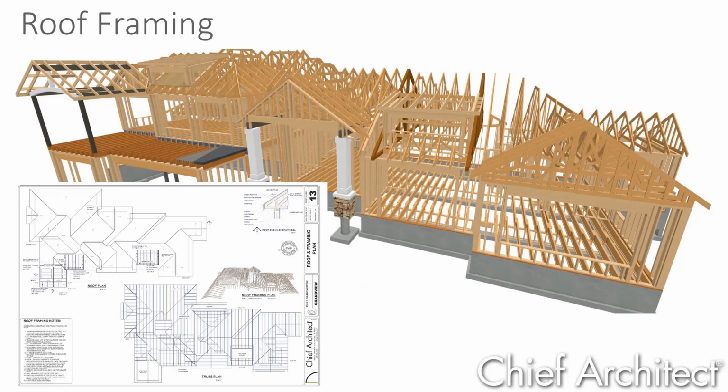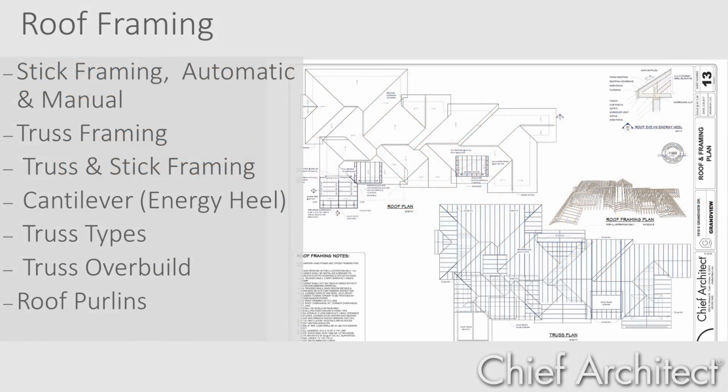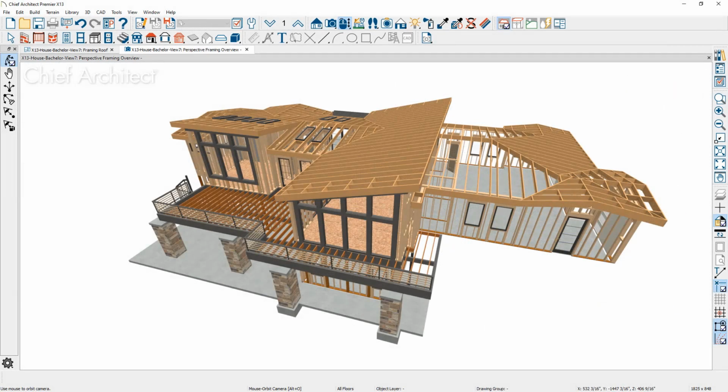In this roof framing session, I'm going to cover both stick and truss framing. For truss framing, we'll look at a cantilevered energy heel truss, the different truss types and options available, how to do a truss overbuild, and modify the truss profile. Finally, we'll cover adding purlins to the roof framing. Let's start with stick framing.